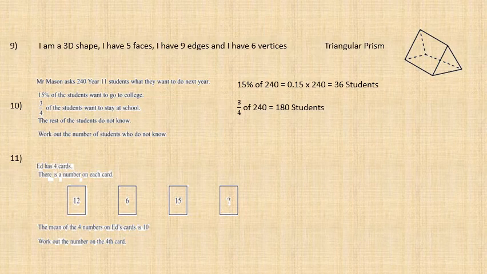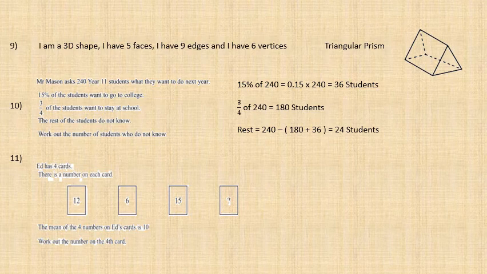And after that, here, the rest of the students don't know. So I will add these two numbers: the students who want to go to college, and the students who want to stay at school. I will add them together and subtract them from 240. This is going to be the rest of the students. It's going to be 24 students. And you can just do it like that.